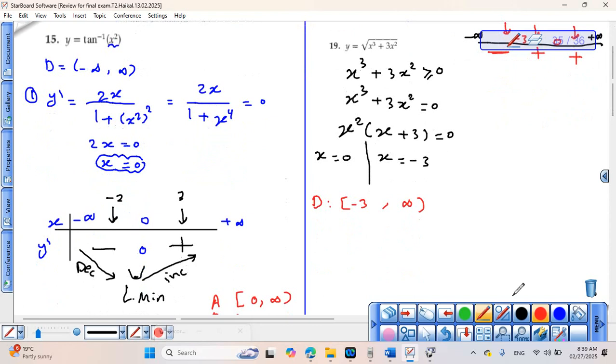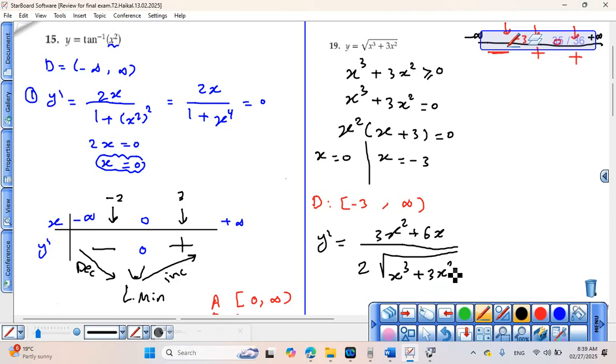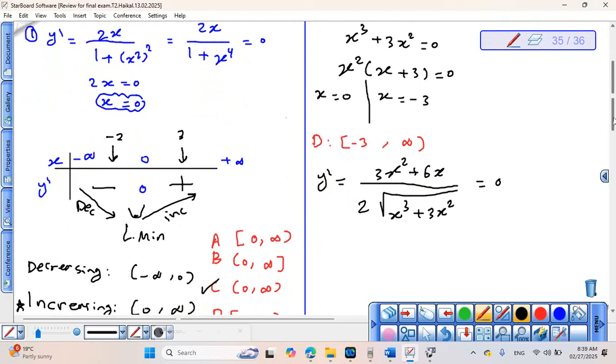Now we can find the first derivative. Y prime equals, what is the derivative under the square root? 3x squared plus 6x over 2 radical x to the power 3 plus 3x squared. Make the first derivative equal 0. As you see here, we have 3x squared plus 6x equals 0.